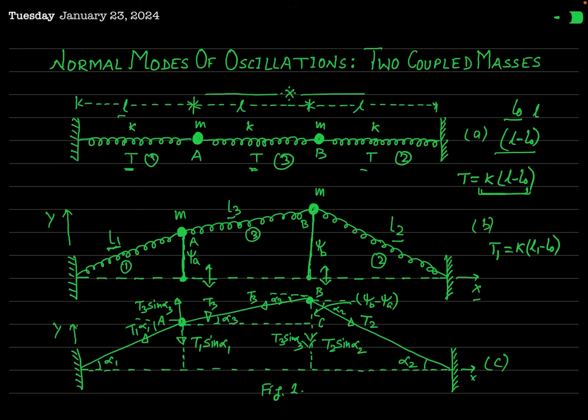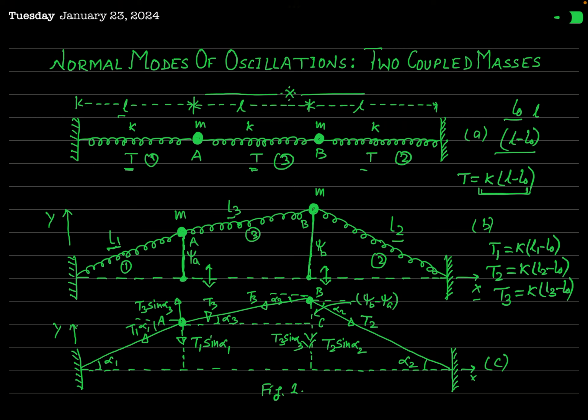Similarly, you can see the tension developed in the second spring. If we assume that it is T2, what will be that? That will be K times L2 minus L0. And the tension developed in the third spring, T3, will be given by K times L3 minus L0.